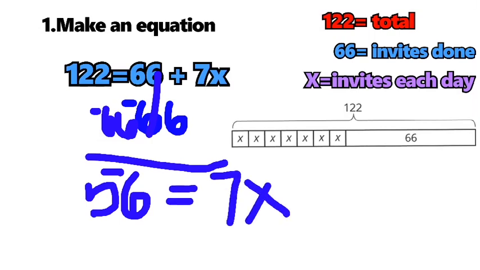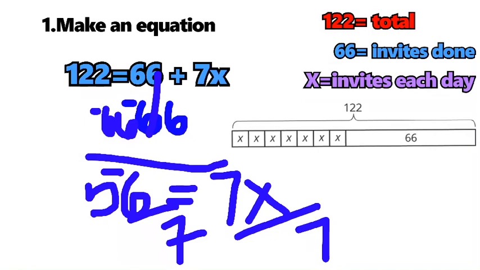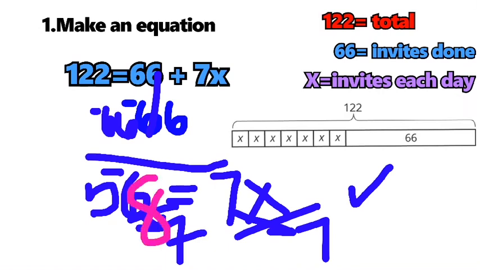How can I get x by itself? How can I isolate that variable? Well, what I did here was I divided both sides by 7. 56 divided by 7 gives me what? 8. 8 is equal to x.